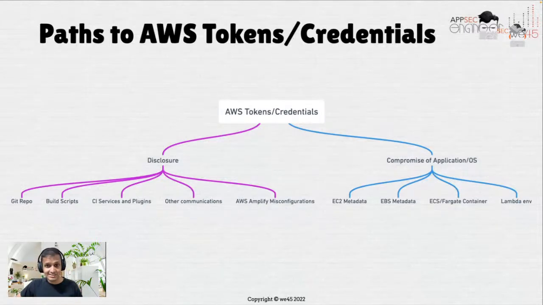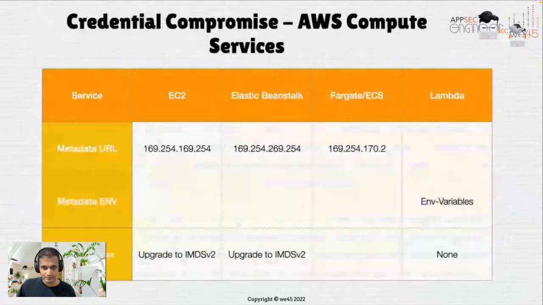Similarly, for ECS or for Fargate containers, all of these IP addresses are there in the official AWS docs, and I'm going to be showcasing them in the next slide as well. But you can talk to the metadata URL and essentially fetch the tokens and then continue with the attack. And finally, for AWS Lambda, there is no endpoint, but all of the tokens are going to be stored as environment variables, and they're going to be available in plain text. So if you can print out the environment variables, you can steal the tokens from there and try and gain access to other resources as well.